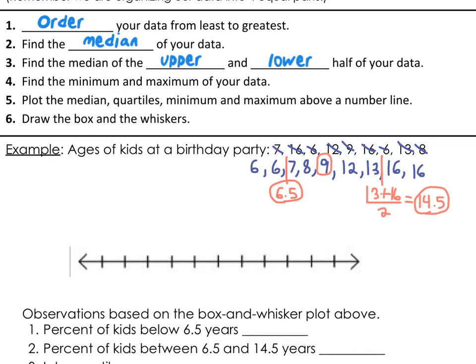And then we have our minimum and our maximum. Our minimum number is 6. That's the smallest or the youngest child at the birthday party. And then the oldest is 16. That's our maximum. So now we're ready to plot our box and whisker plot.